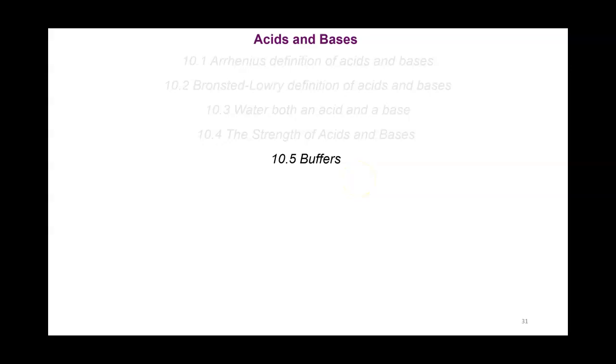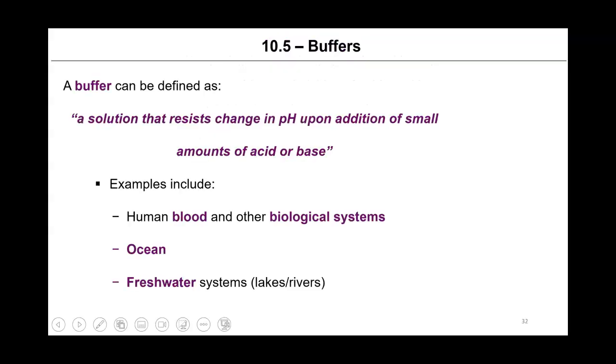The final section in Chapter 10 is Section 10.5, which is concerned with buffers. A buffer can be defined as a solution that resists change in pH when we add small amounts of acid or base. A good example of a buffer would be human blood. Blood buffers around pH 7.4.